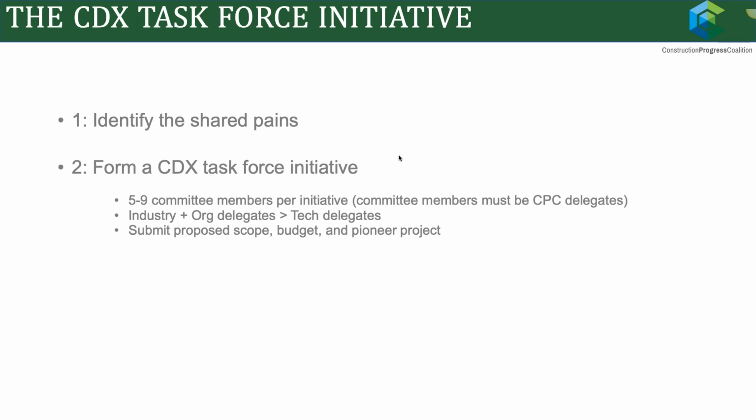So how are we going to take this language? How are we going to take all these words and make them into real standards, make them work in the real world? I think that's what makes these initiatives unique, and it's a 4-step process. So the first one, got to identify what that shared pain is and be very specific about the workflow that we're focusing on and who's impacted. We'll then form a CDX task force initiative around that shared pain. That's going to be a 5 to 9 delegate committee.